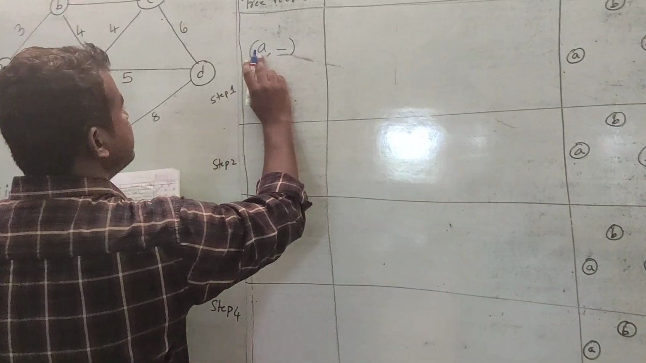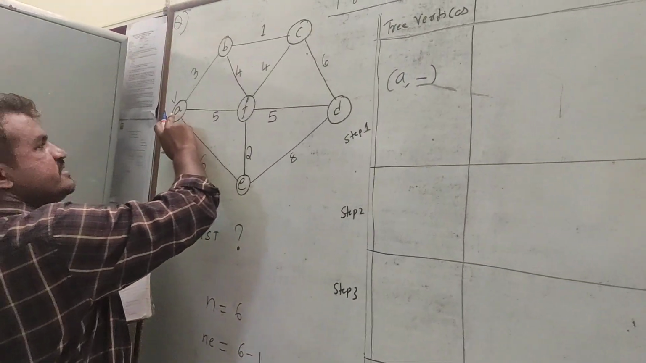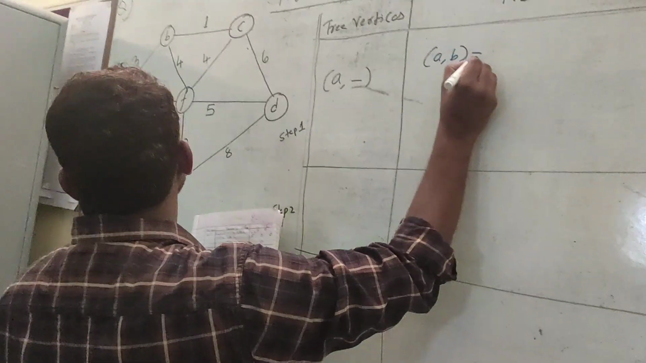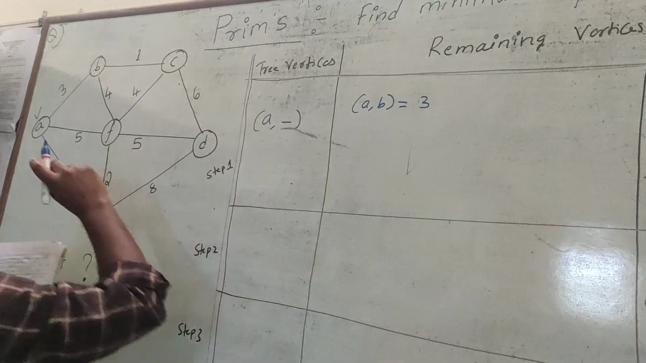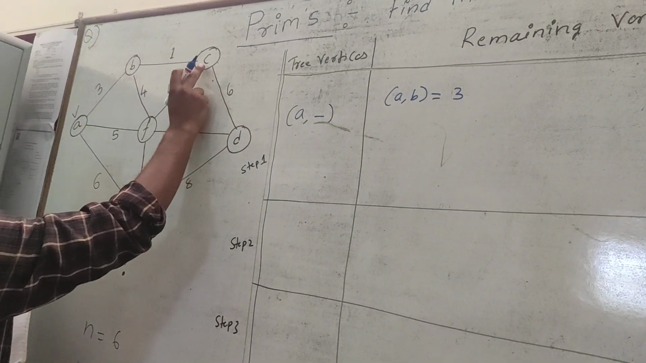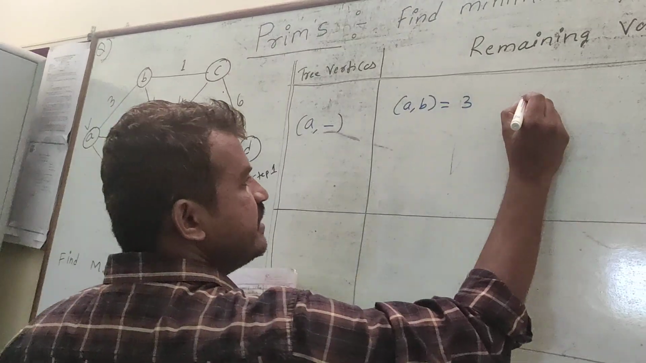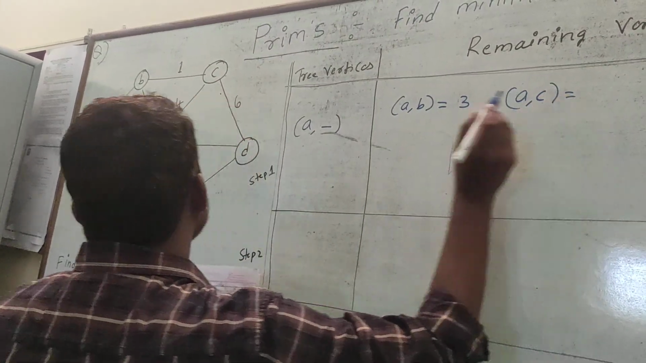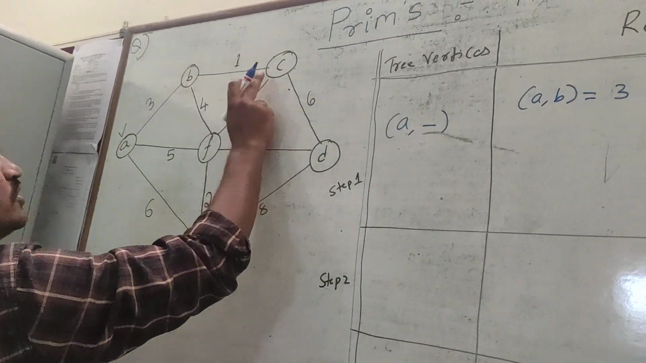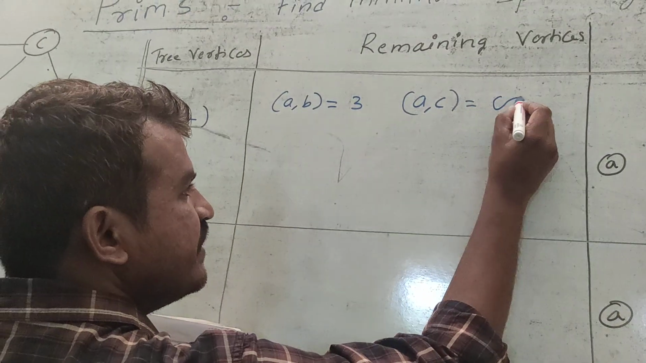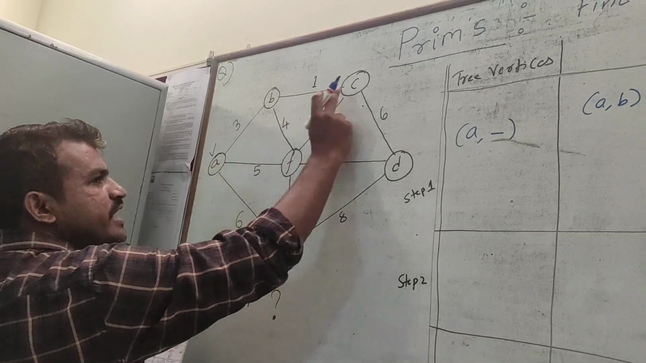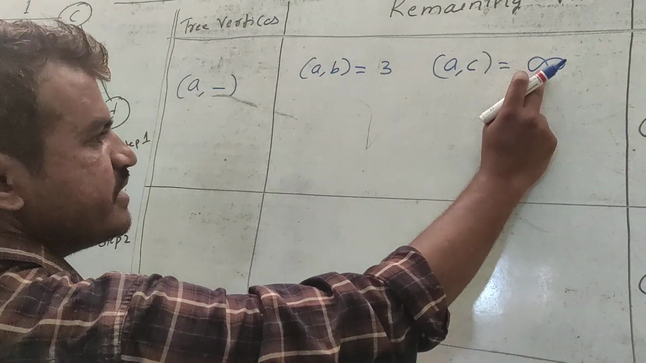A is connected to what edges? A to B. What's the value? A to B is 3. Then you have to start with the source A. A to C: is any straight edge there? There is no straight edge. There is an indirect edge, but there is no straight edge from A to C. At that moment, you have to write infinity.